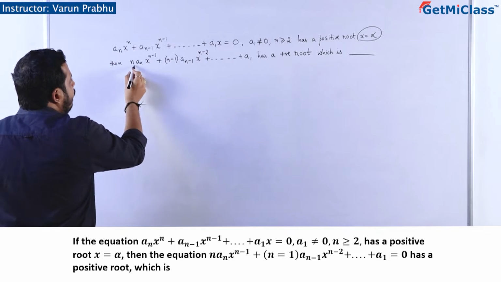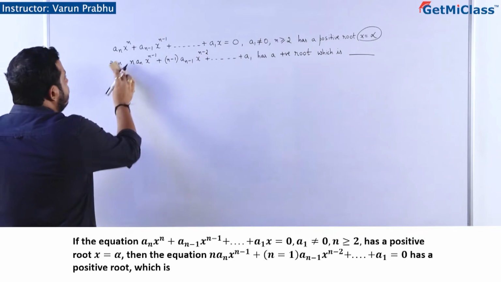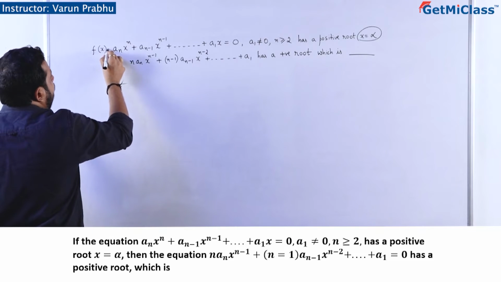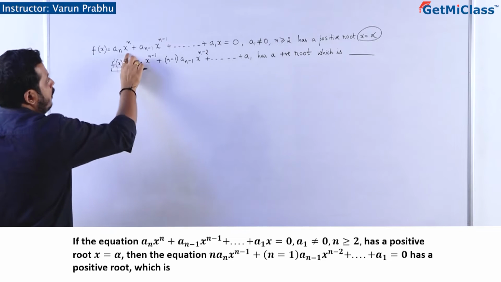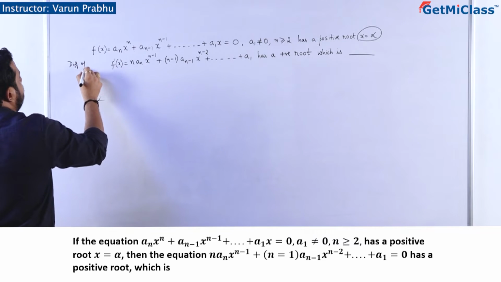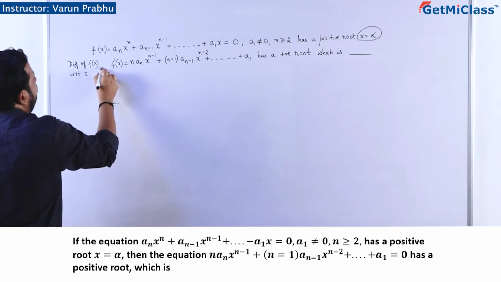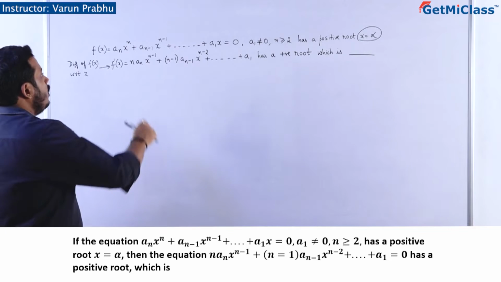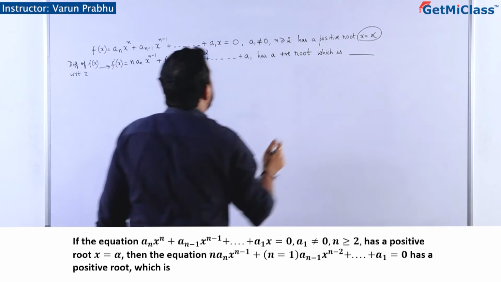Now if you all carefully observe here, if I consider this function to be f of x, then this function will definitely be f dash of x, correct or not? The differentiation of f of x with respect to x will be this part now, if you can agree with me, yes or no? And it also has a positive root for x equal to alpha.